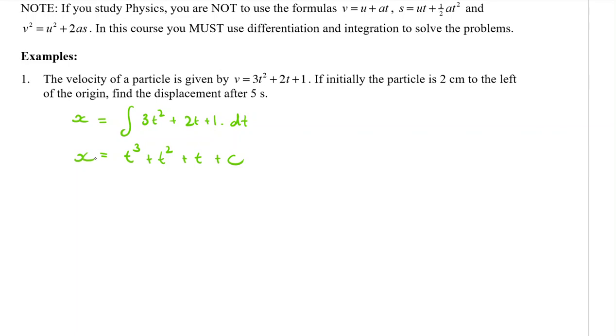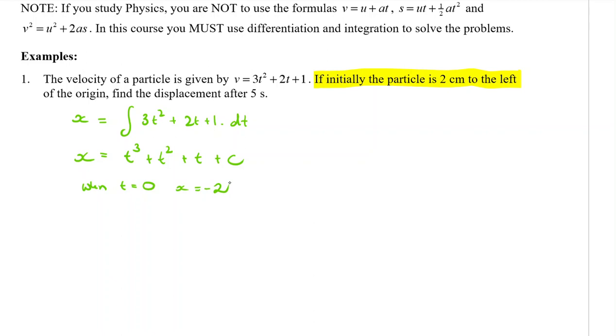All right, so we do have an equation for the displacement, but unfortunately we have that constant in there, which means that we don't know exactly what the equation is yet. So now we come to the next bit of information. It says, if initially the particle is 2 centimeters to the left. Okay, initially means what? Yes, so we'll say when t equals 0. And what does 2 centimeters to the left mean? That x equals -2, correct.